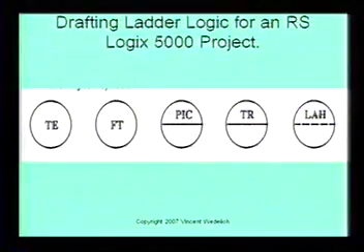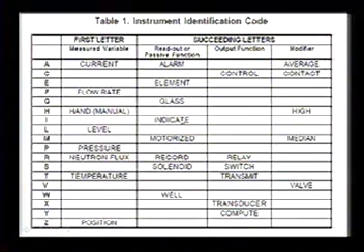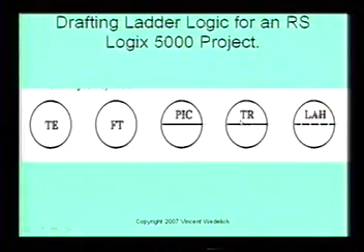Okay. So now what we're going to do is draft some ladder logic using these ISA symbols. So here we have a temperature element, flow transmitter, PIC, pressure indicating controller. Let's look it up. Pressure indicating control or pressure indicating contact. TR, temperature recorder. LAH, level alarm high.